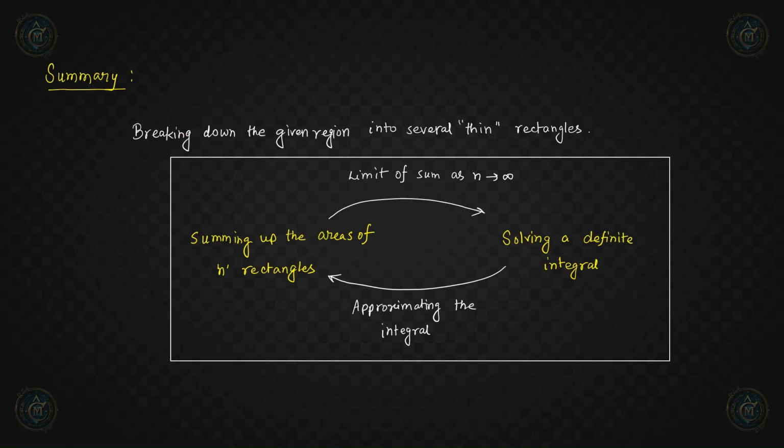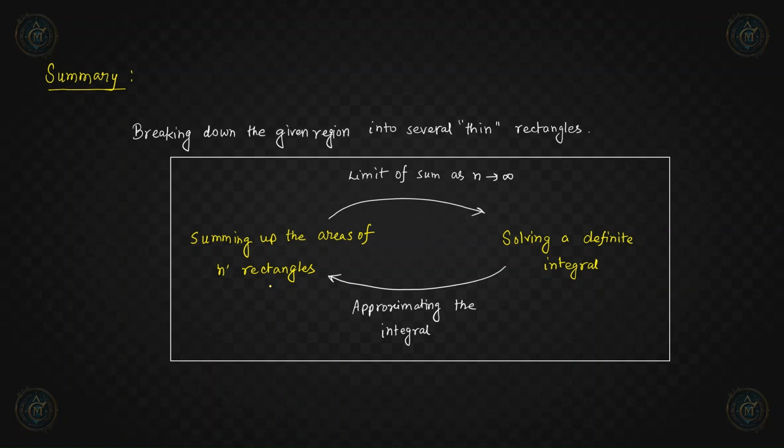So the Riemann sum is a way of expressing the area under a curve y equal to f(x) by summing up all the areas of rectangles. For this, we first have to break down the given region into several thin rectangles. Okay, and we have two different scenarios to deal with, right? The two topics that we saw in the beginning of the session: the limit of a sum in terms of a definite integral, and the approximation of a definite integral.